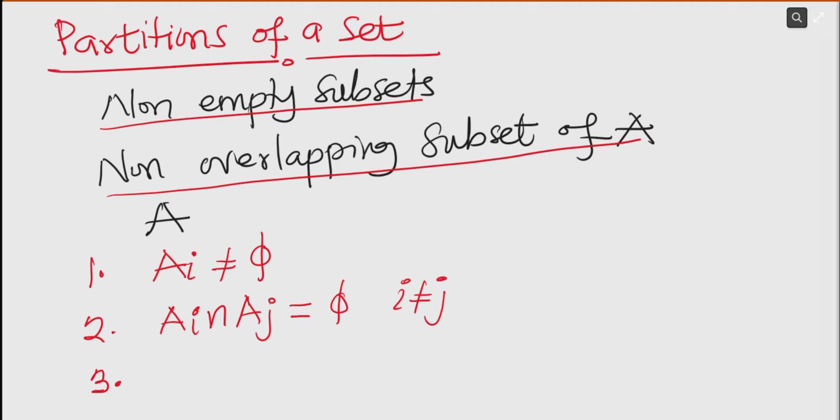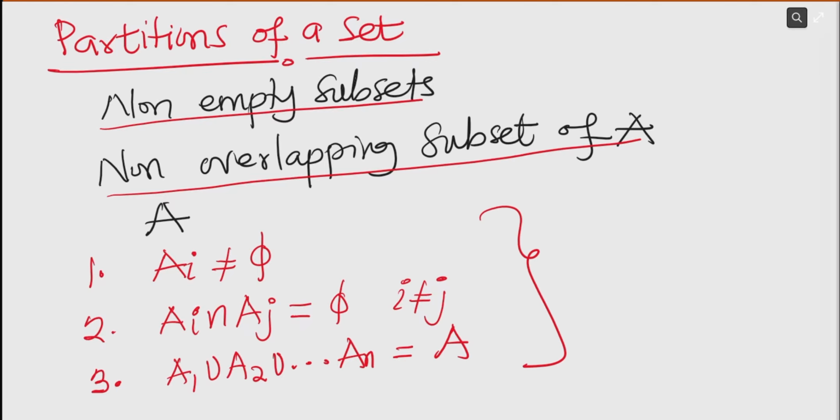And lastly, when we take the union of all the partitions of A, we should get A back. So A1 union A2 to An should certainly give us the set A. These are the three conditions for partitioning a set. Don't worry if you don't understand this at the moment. Let's take an example and you would appreciate this concept.